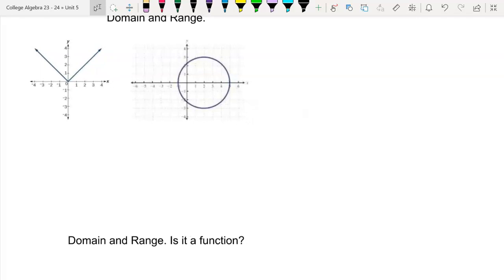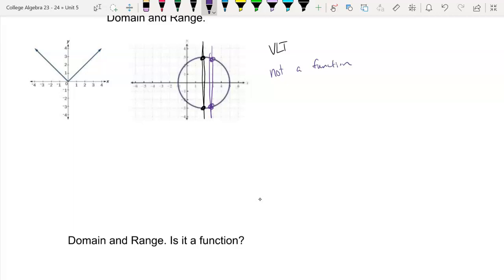We talked about domain and range last time. What's new, what's going to be on your little quizzes today, is whether it is a function or not. So we do the vertical line test to determine whether it's a function. If I draw a vertical line and it hits that graph twice, then it's not a function. So if it hits that line twice, any vertical line I draw, that proves it's not a function. So you're going to say not a function.